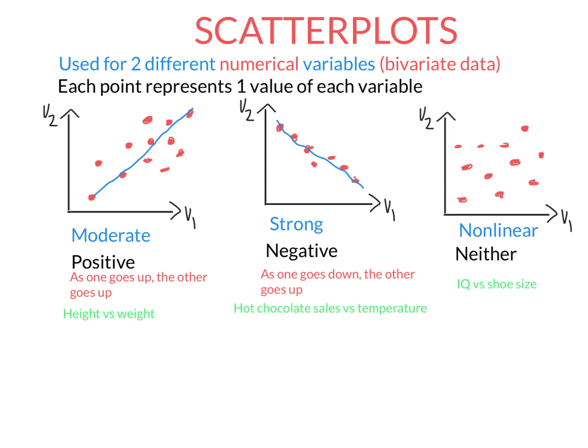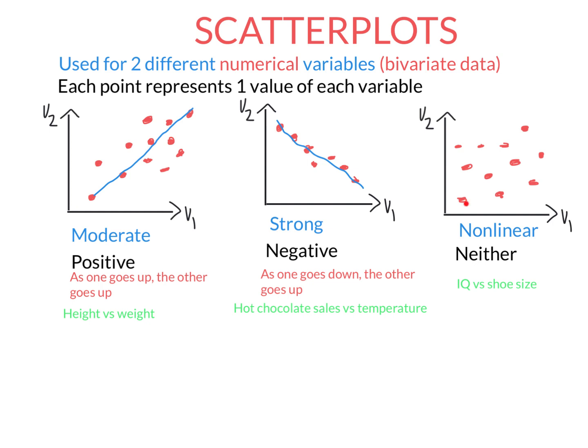So when you're asked to look at a scatterplot, you'll be asked to comment on the strength, how closely the data falls in a straight line, and you'll also be asked whether the relationship is positive or negative. There is, of course, the possibility the data doesn't lie in a straight line at all.